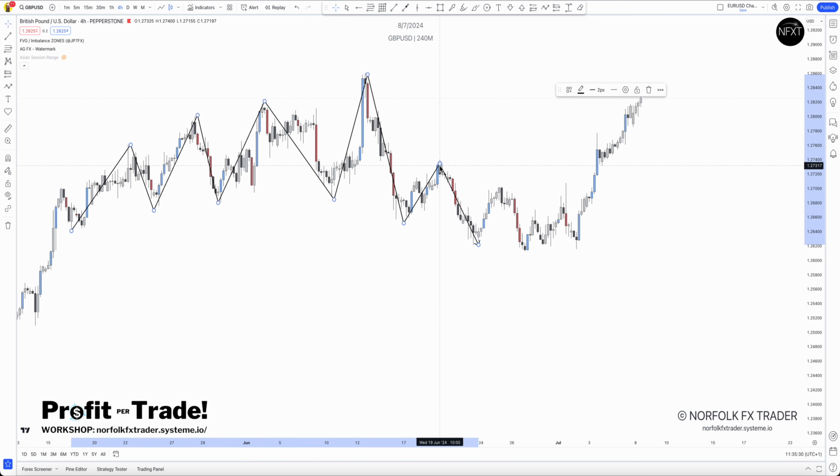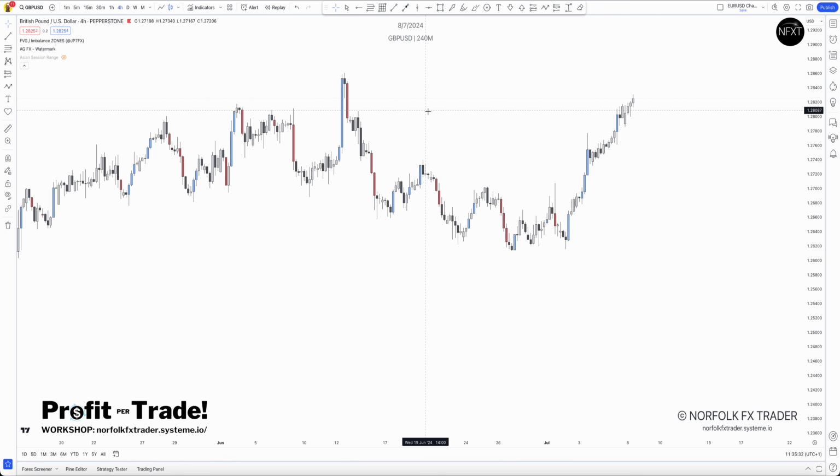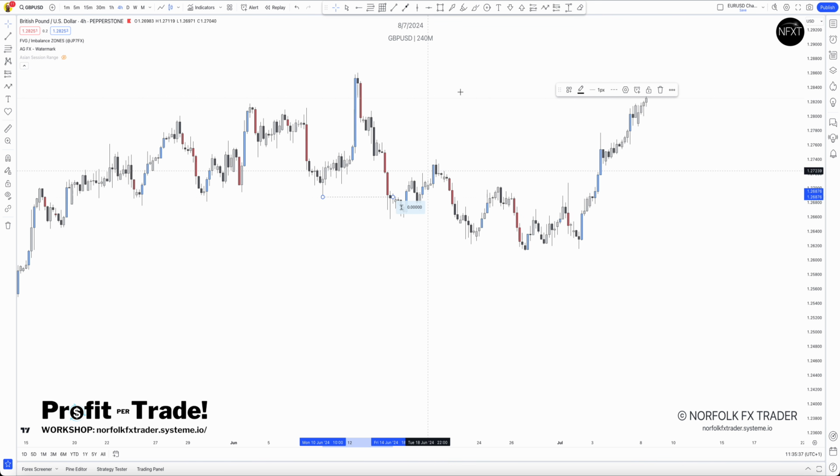But what we need to understand is we're looking for those optimal areas to take a trade. Once I've identified this break of structure to the downside, we have a bearish bias. And then we have a pullback. We hold this area of imbalance.